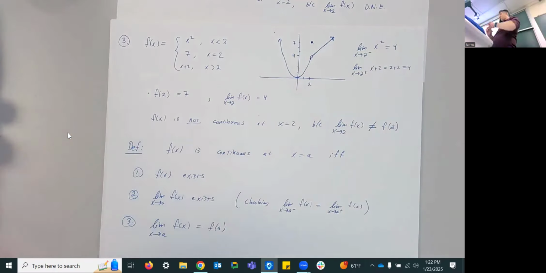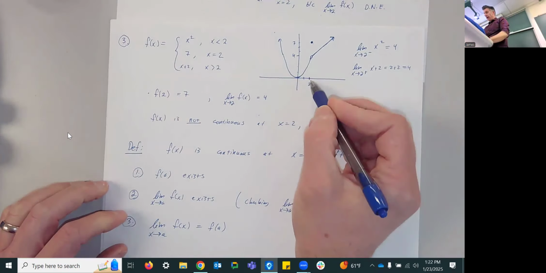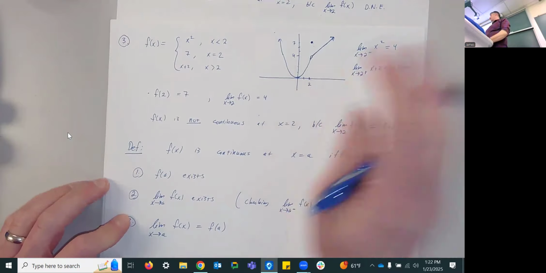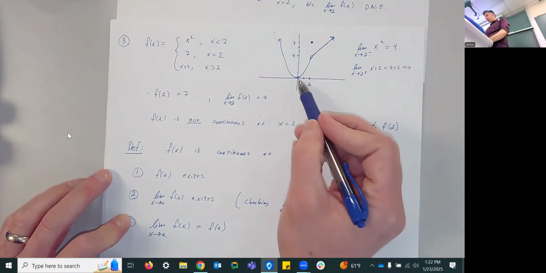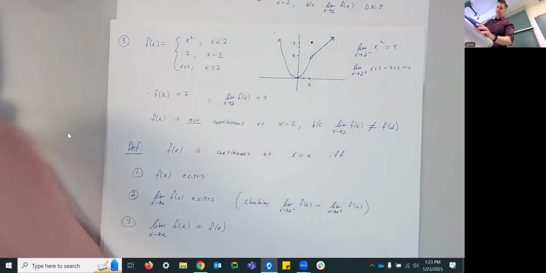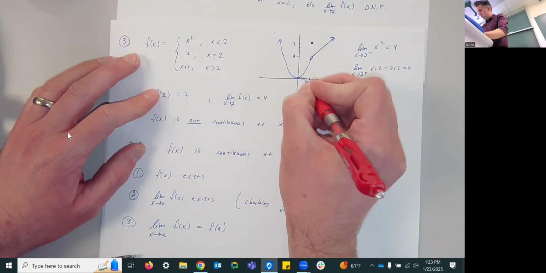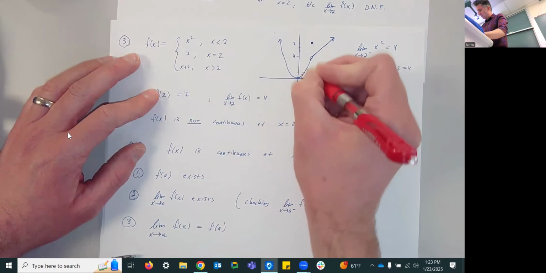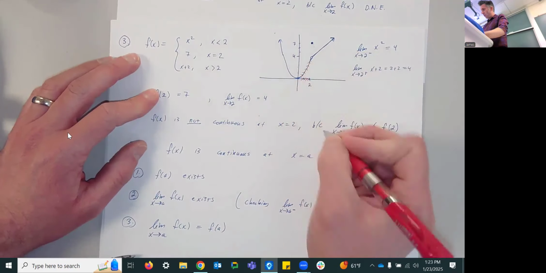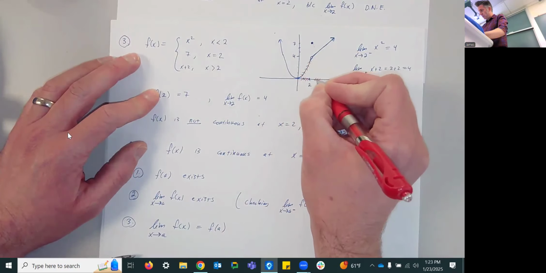So again, I want to say it again because I say it a lot. When we talk about the limit as x approaches a number, we care what's happening really, really close to that number, but not actually at that number. So we don't care that at 2 the function is equal to 7 when we're talking about the limits. We care that as you get closer to 2, the corresponding y values get closer to 4. And that's true on either side of 2 in this example.